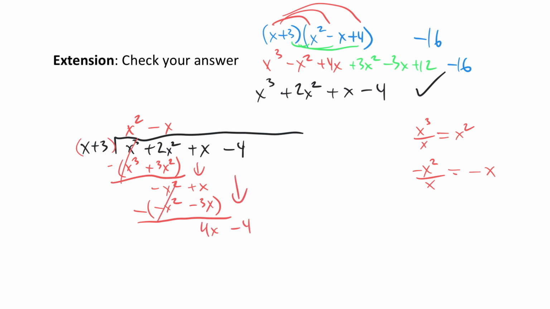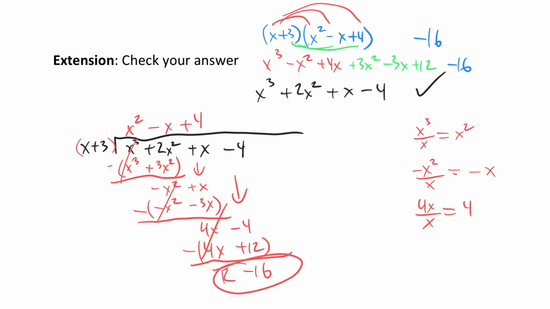Finally, we bring down. One more time, if you have 4x, how many times does x go into it? The answer is 4 times. So plus 4. 4 times x is 4x. 4 times 3 is 12. We subtract. And we get negative 16, which is our remainder. And up here we have our quotient.